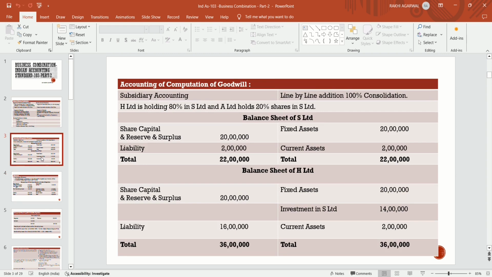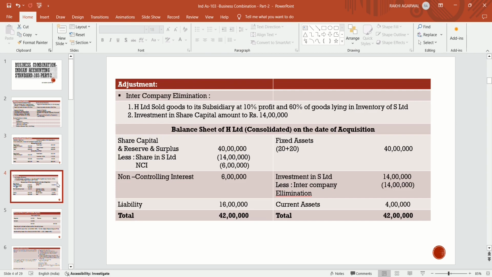And the current assets of both organizations, 2 lakhs and 2 lakhs, become 4 lakhs. And the liabilities are 2 lakhs and 16 lakhs, so it becomes 18 lakhs. Now the total becomes 44 lakhs. So in this way addition is to be done. In the consolidated financial statement, all the assets and liabilities are to be added, and the investment is to be eliminated, also from reserve, as an intercompany adjustment, and non-controlling interest is to be disclosed separately in the balance sheet.